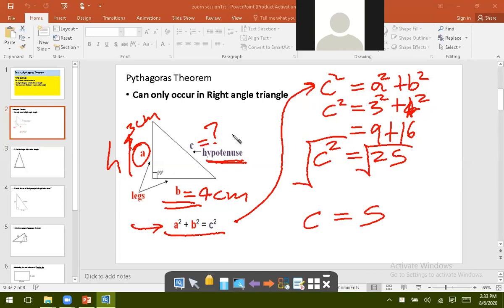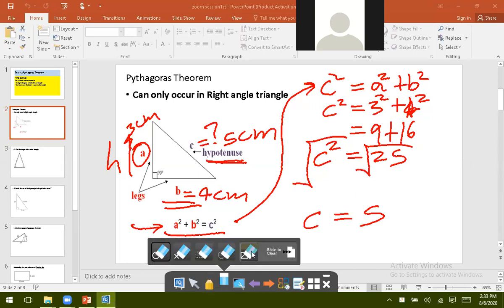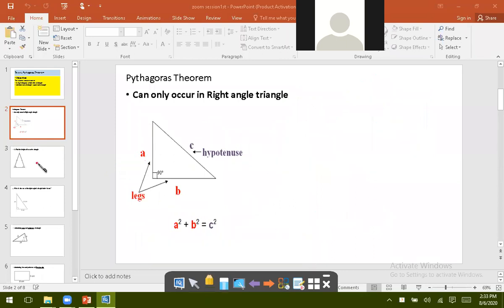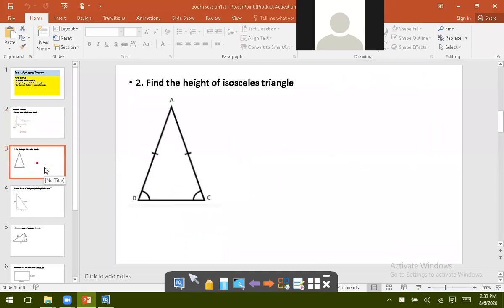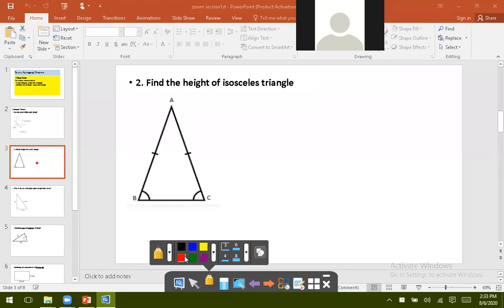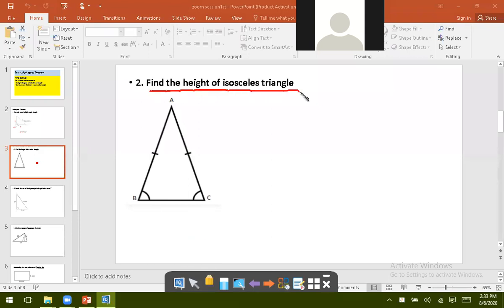Okay, now let's look at another example. Let's move on. It says find the height of an isosceles triangle. You know that the height in a triangle is the perpendicular height, formed at 90 degrees. An isosceles triangle has two sides that are the same and one that is different. So, let's say this side is 5 and this side is 5 and this side is 8. So we are asked to find the height.